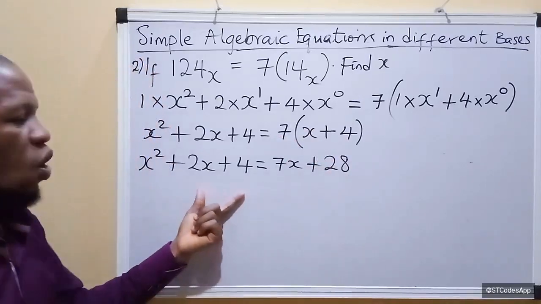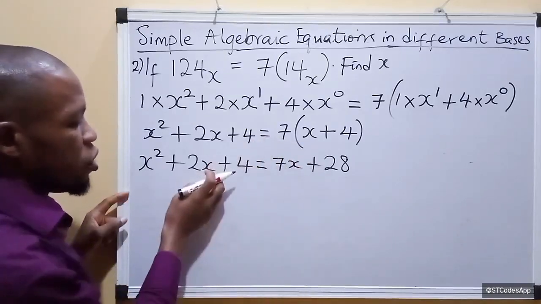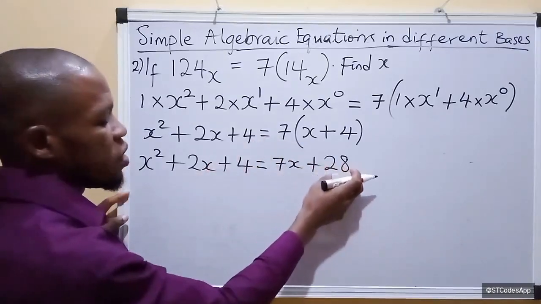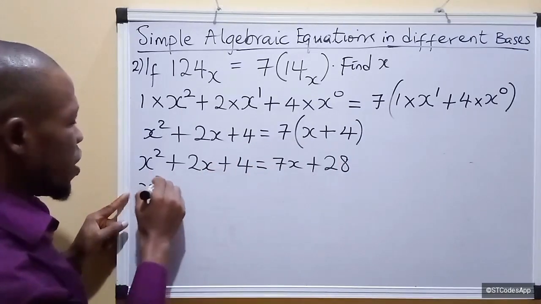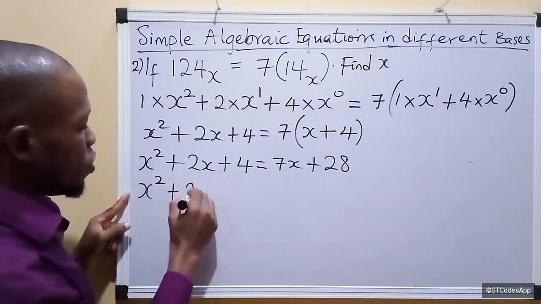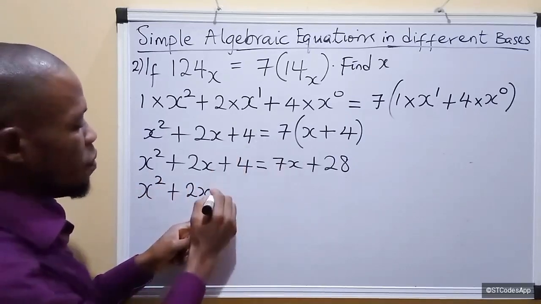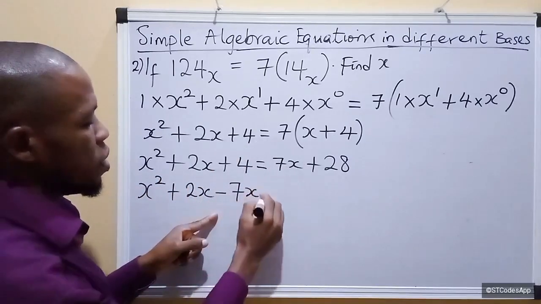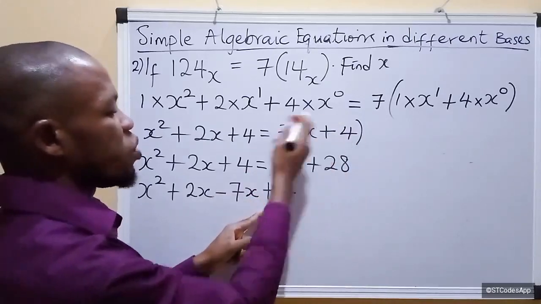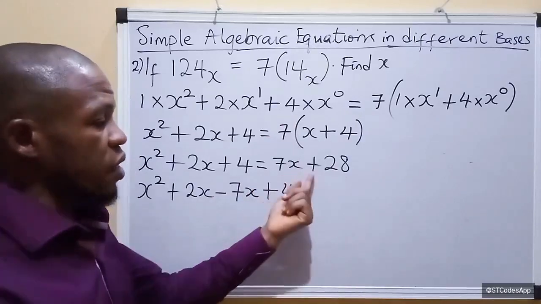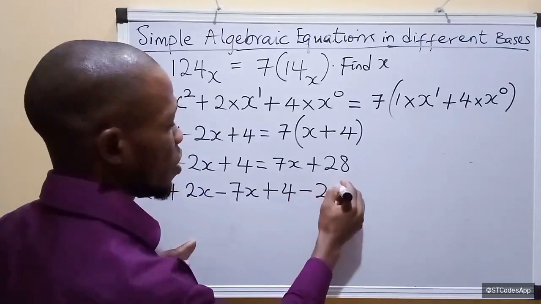At this point, we are going to collect like terms. We are going to bring over 7x to join 2x, then bring over 28 and merge it with 4. So we are going to have x squared plus 2x. Bringing over this, the sign will change from positive to negative. So we have minus 7x plus 4. We'll bring over 28 to the left hand side of the equation. The sign will change from positive to negative. So we have minus 28.